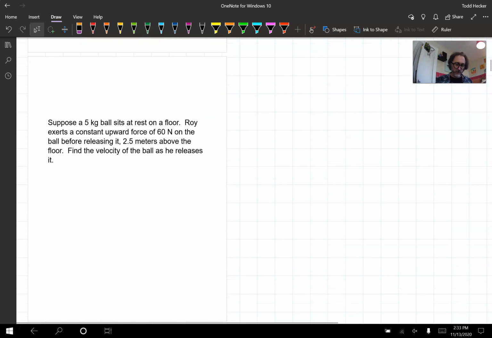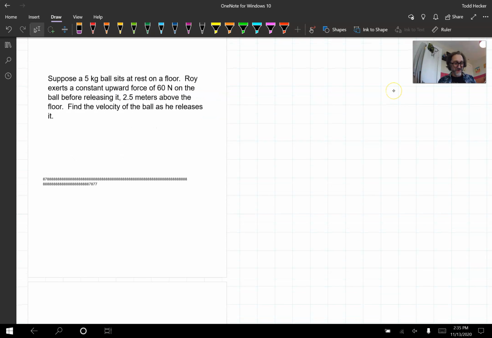All right, so let's do a couple quick examples here. So let's see if we can apply this. All right. So what we've got here is a 5-kilogram ball that's sitting at rest on a floor. Roy is going to exert an upwards constant force of 60 newtons on the ball before releasing it 2.5 meters above the floor. Find the velocity of the ball as he releases it.